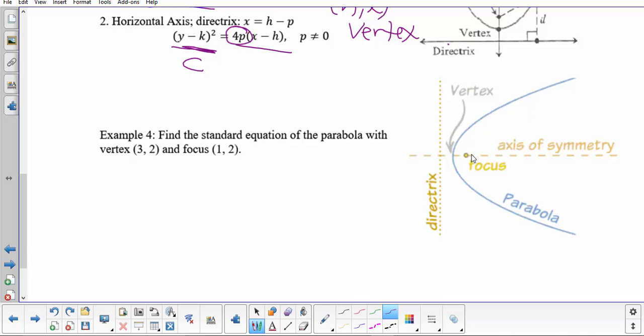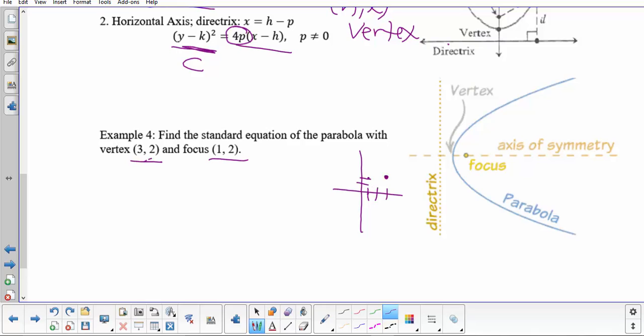So here's another picture I found of a horizontal axis of symmetry and what that would look like. So we would have the vertical directrix, horizontal axis of symmetry, a parabola that is not a function but will fit this equation here. Find the standard equation of the parabola with a vertex at 3, 2 and a focus at 1, 2. When doing these questions, the best thing we can do is sketch a picture so we know what we're looking at. So if I have a vertex at 3, 2, there's my vertex, and a focus at 1, 2.